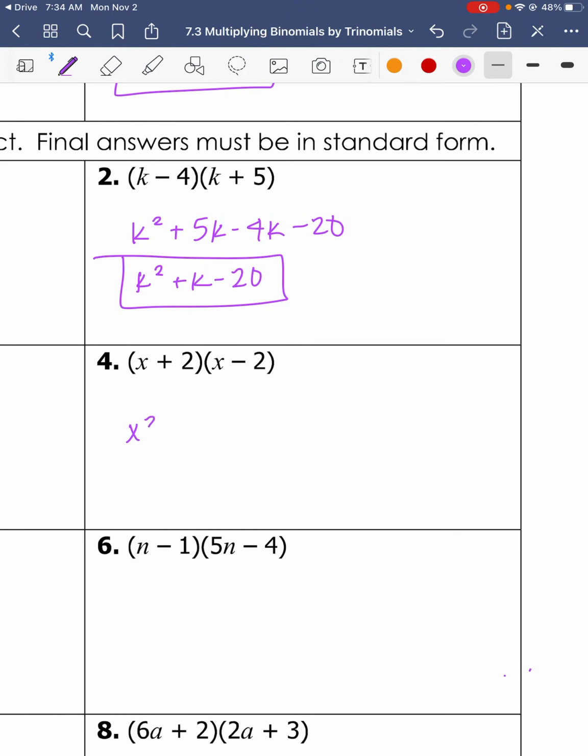Okay, first two terms, x times x is x squared. Outer 2, x times -2 is minus 2x. Inner two terms, 2 times x is positive 2x, and last two, 2 times -2 is -4. Combine these, x squared, -2x plus 2x is 0, so these cancel out, and we have x squared minus 4.